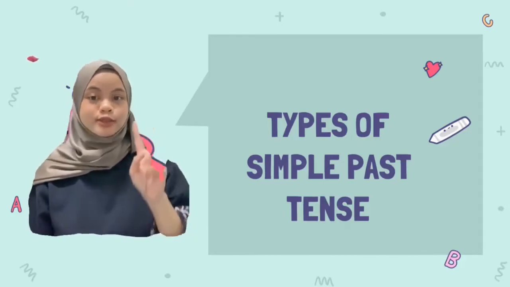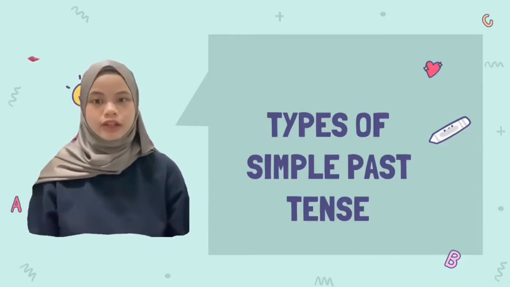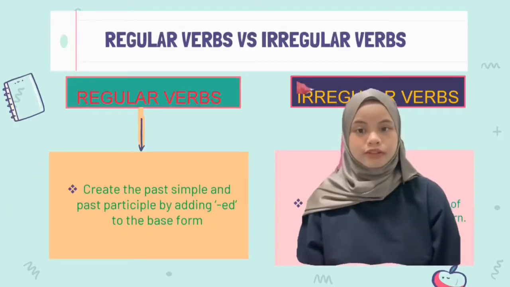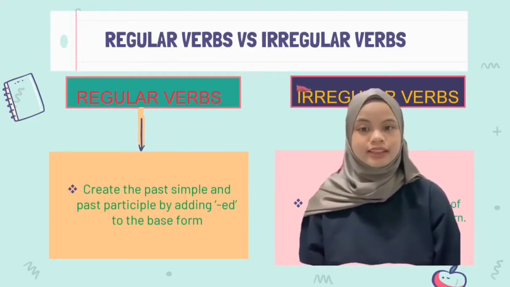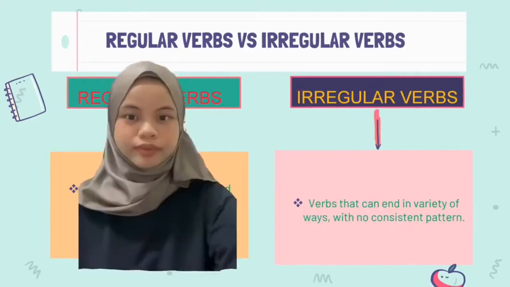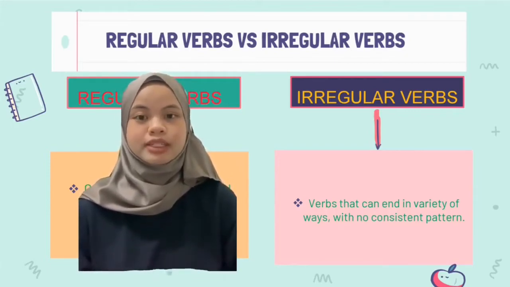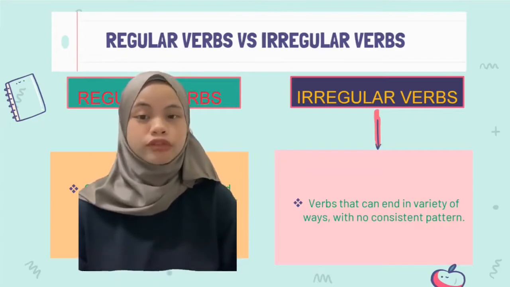There are two types of simple past tense, which are regular verbs and irregular verbs. Regular verbs create the past simple and past participle by adding ed to the base form. On the other hand, irregular verbs are verbs that can end in a variety of ways with no consistent pattern.